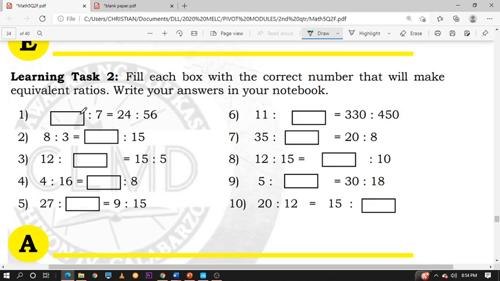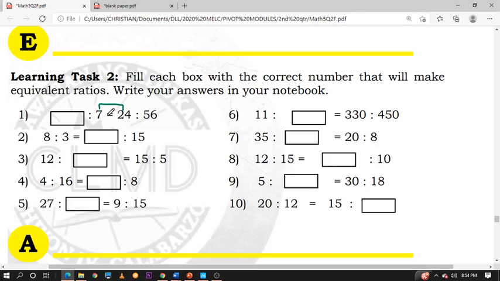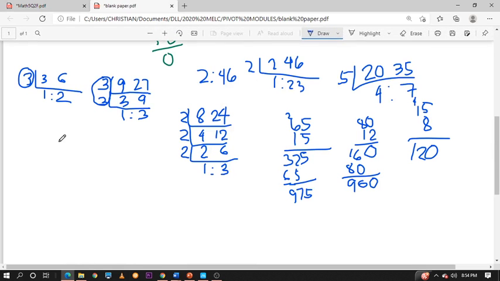So, kung nawawala ang extreme, ipag-multiply muna natin yung means. So, ito muna. Kasi sila yung may kapartner. Yung 56 natin na extreme, wala siyang kapartner. So, dito tayo sa means. 24 times 7. So, ito ay 28. 7 times 2 is 14 plus 2 is 16.